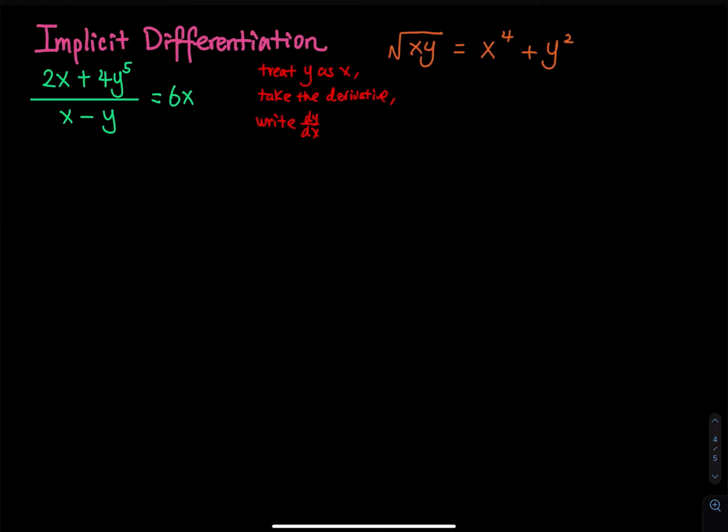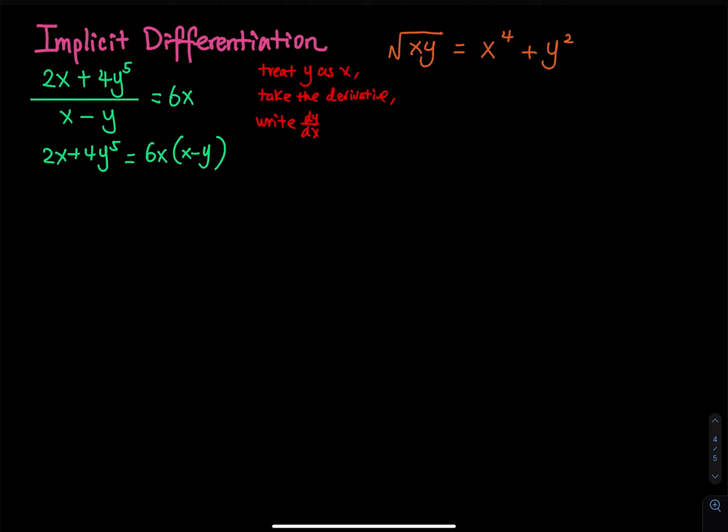Implicit differentiation. In the first equation, we have (2x plus 4y to the fifth) divided by (x minus y) equals 6x. If you just differentiate both sides with respect to x, you will have to do a quotient rule on the left hand side. I would like to avoid doing the quotient rule, so I multiply the denominator on both sides. Now we have 2x plus 4y to the fifth equals 6x times (x minus y). Once you distribute the 6x, you can avoid a product rule.